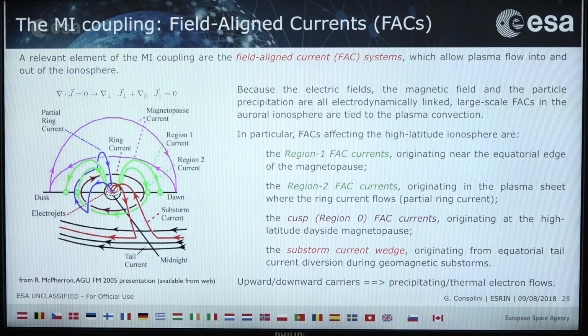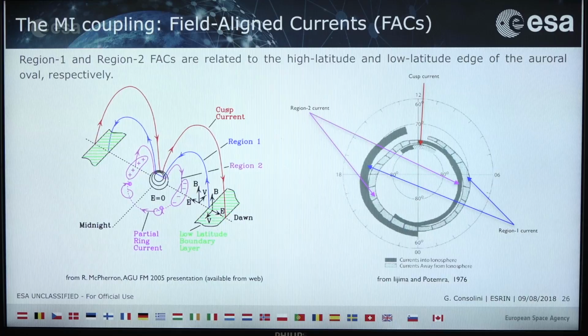So, as a consequence of this current system, we have particles, electrons, and or other plasma species that can go inside and outside the ionosphere. This is another sketch. And we can recognize the region 1 and region 2 here. And also we can recognize the Cusp. This is a very old picture. This is the Cusp precipitation.